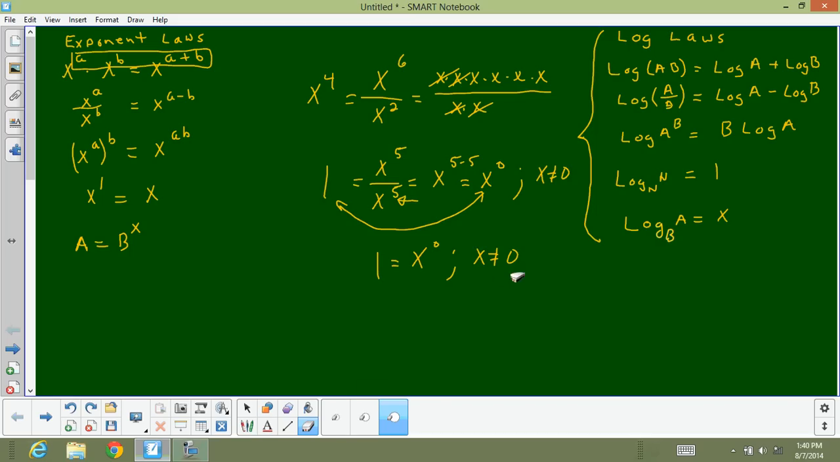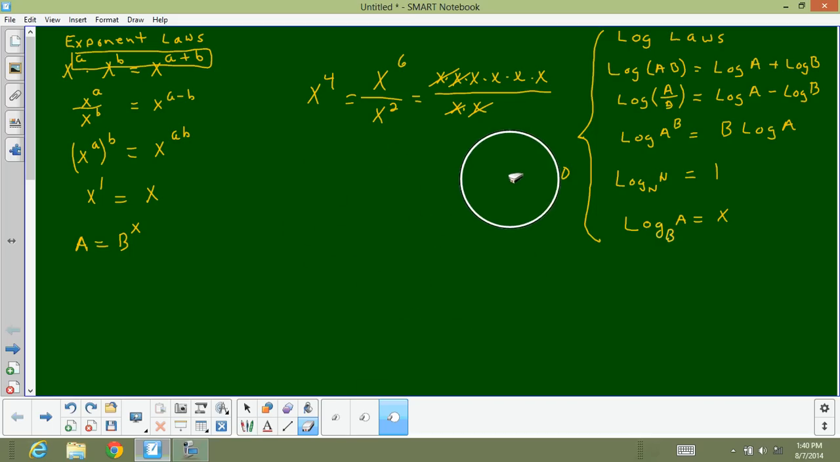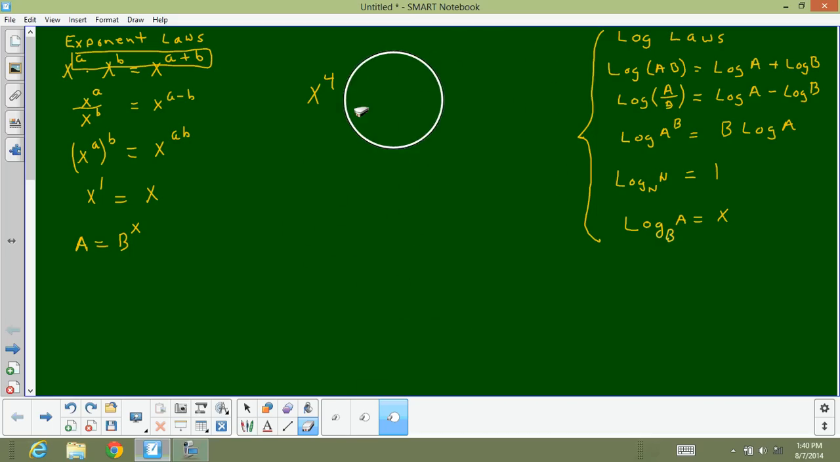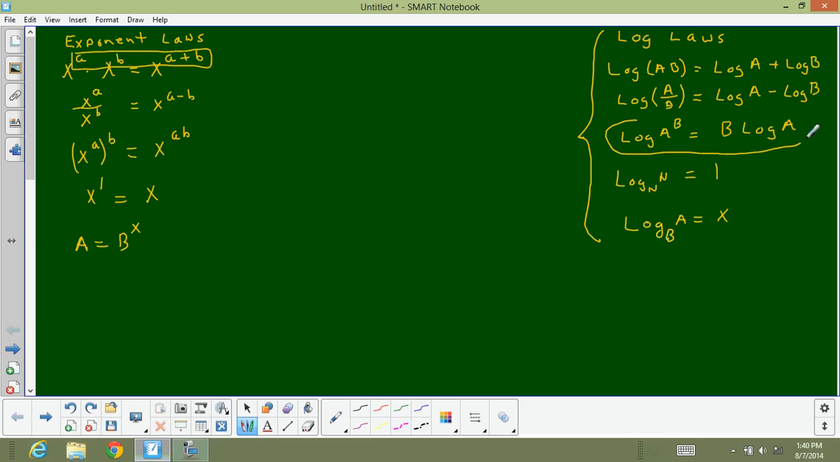Now, if you look at the power to a power rule on the exponent side of the ledger, right here, x to the a raised to the b, that means b copies of x to the a multiplied together. Well, you're going to multiply those exponents, right? So x to the a to the b power is x to the ab. And that's where this log law right here is coming from.